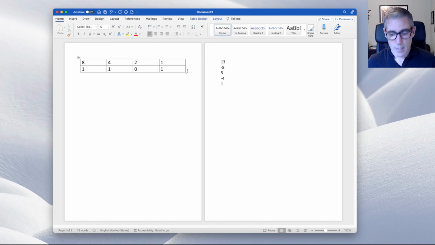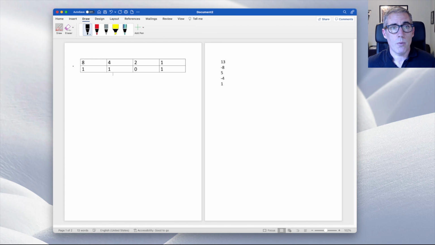So what does that mean? That means that if we go the other way, we say 8 plus 4 plus 0 in the 2's position plus 1 in the 1's position. That's 8 plus 4 is 12 plus 1 is 13.